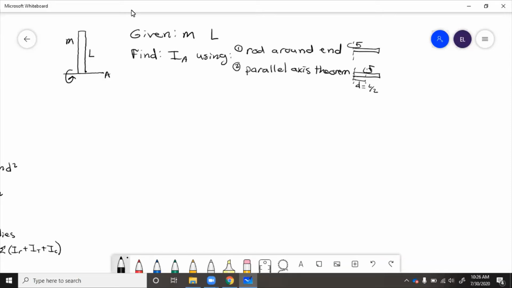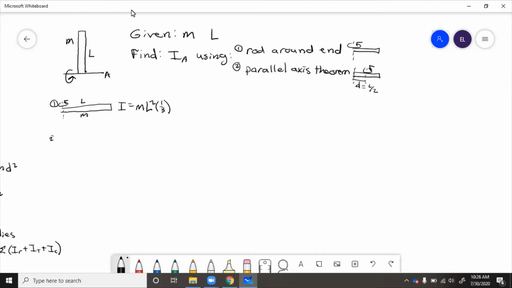So for situation 1, the rod around its end, we know that moment of inertia should be I equals m L squared times 1/3.